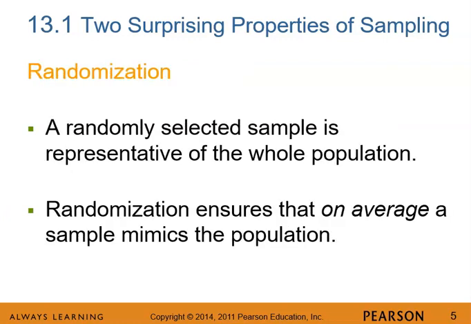Now let's talk a little bit about randomization. A randomly selected sample is representative of the whole population, and randomization ensures that on average a sample mimics the population, and that's important for us. So you can see how important having a random sample is in decision making.